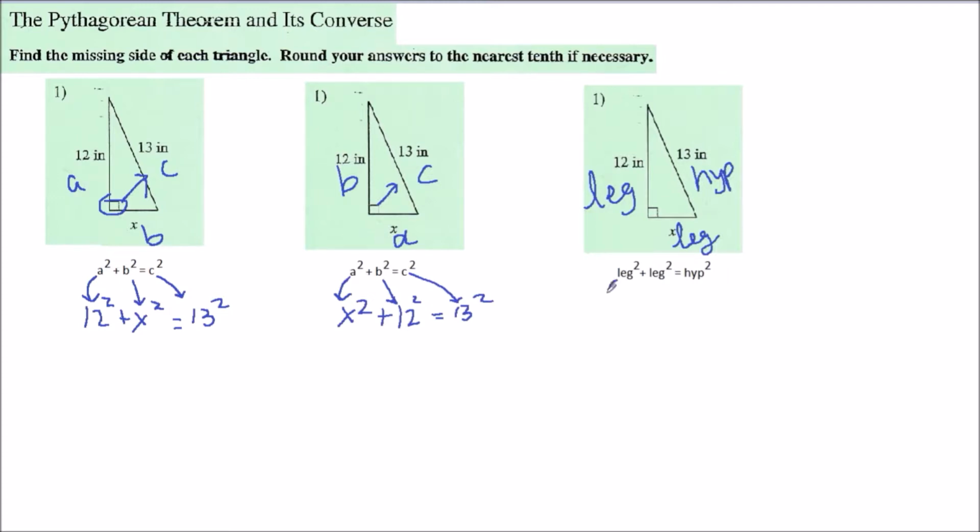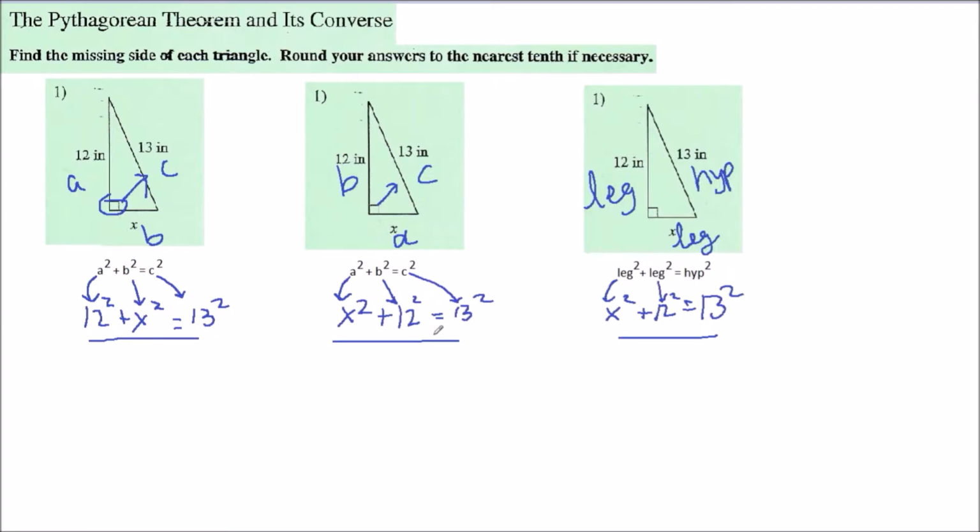So I'll start with the first leg. I'll put in x for that, and I'm squaring it, plus the other leg, which is 12 being squared, is equal to the hypotenuse, which is 13 being squared. So it doesn't matter if you do a squared plus b squared is c squared, or leg squared plus leg squared equals hip squared, and which one you call a and b, or which leg you do first. You should have one of these three. Actually, the second and the third one are the same, but you should have one of these as your setup there.